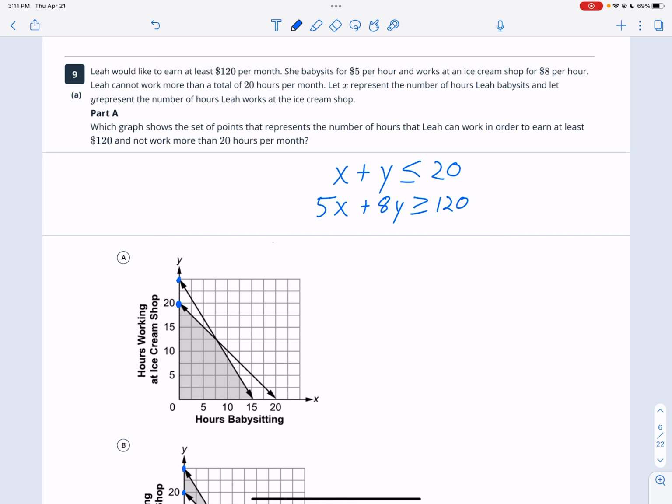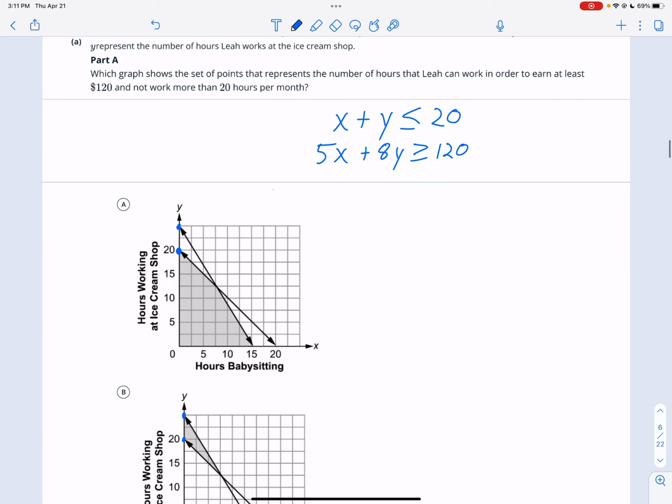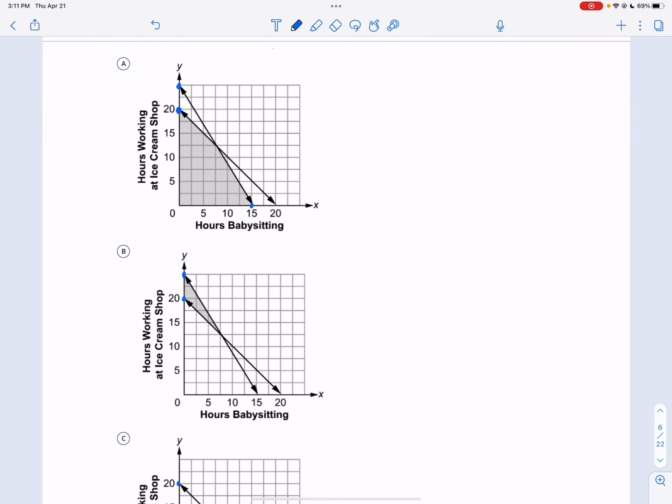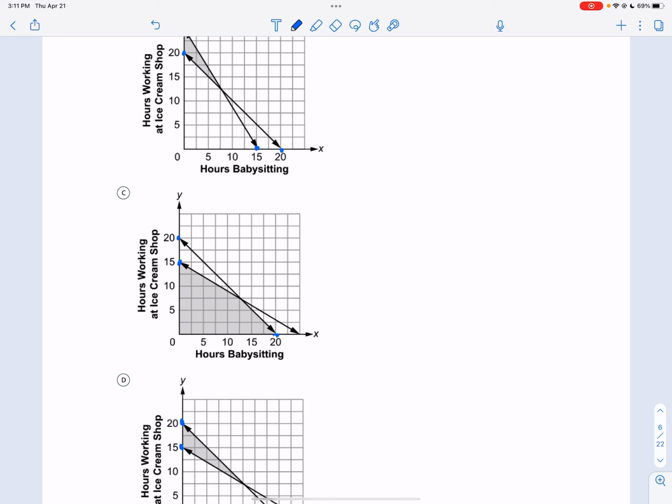So let's find, I don't even need to find both of them, but may as well find both of them, because notice right here, this has an x-intercept of 15 and another one at 20. Same thing here. But notice these are 20 and 25.